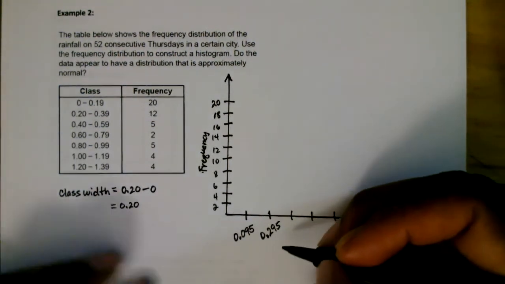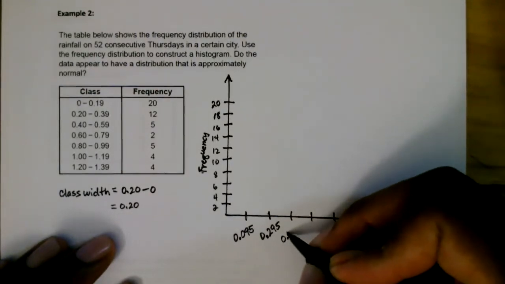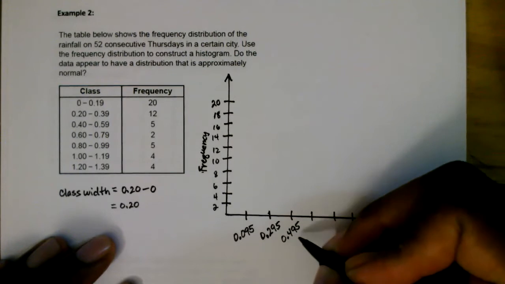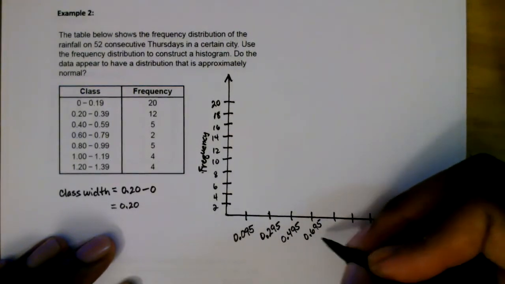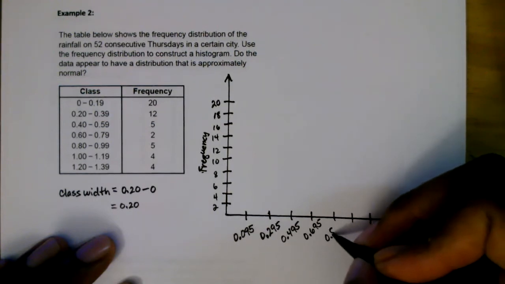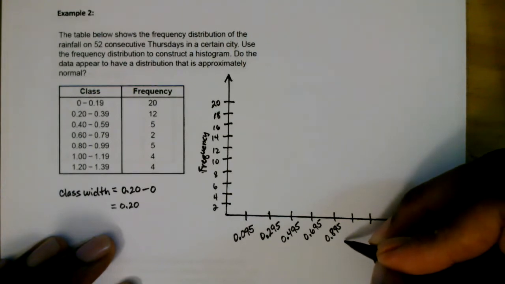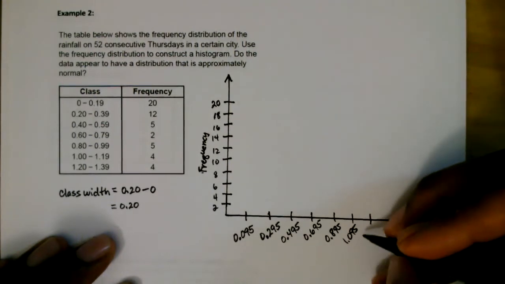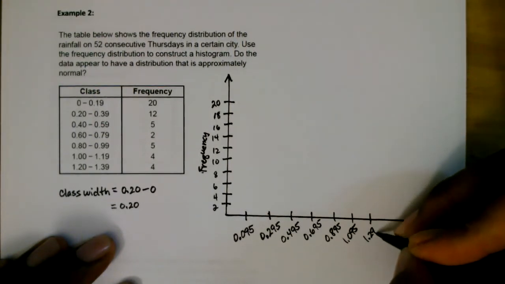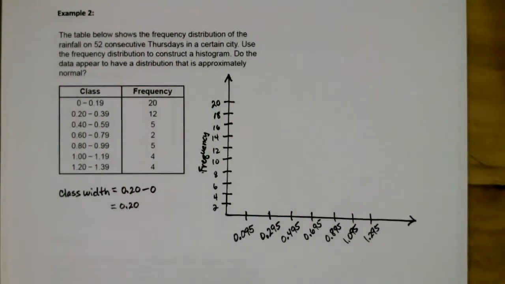Okay. All right, now 0.20 plus 0.295 will be 0.495. And then add another 0.2 will be 0.695. Add another 0.2 will be 0.895. And then add another 0.2 to the 0.895 will be 1.095. And finally, add another 0.2 to that will be 1.295. These are going to be the class midpoints for each of the corresponding classes that we see in this table.